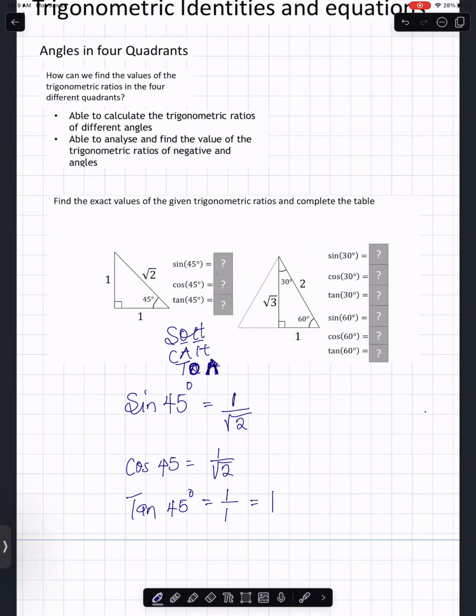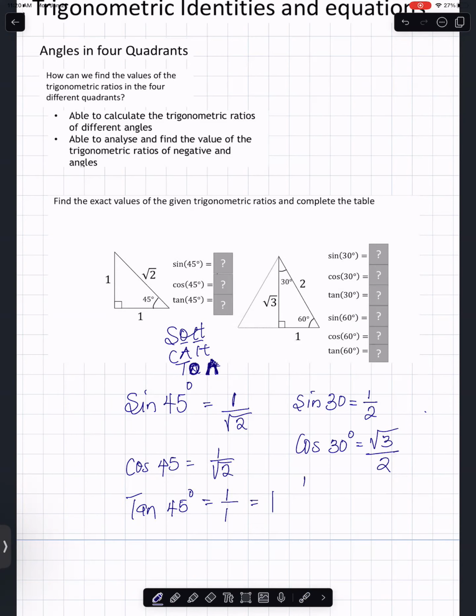So the first ratio we are looking for there is sine 30 degrees. Sine 30 is opposite divided by hypotenuse. So where's the opposite of 30 degrees? This is opposite to 30 here, which is 1. And our hypotenuse on that side is 2. So we have 1 by 2. Then I have cos 30 degrees. Cos 30 degrees will give us what? Adjacent by hypotenuse. The adjacent to 30 degrees is root 3. So I have root 3 divided by 2.